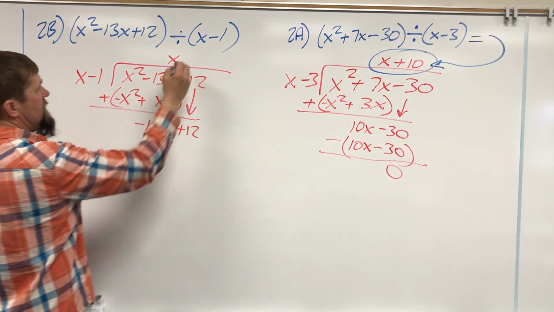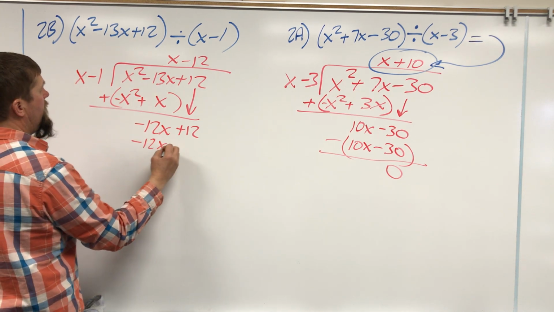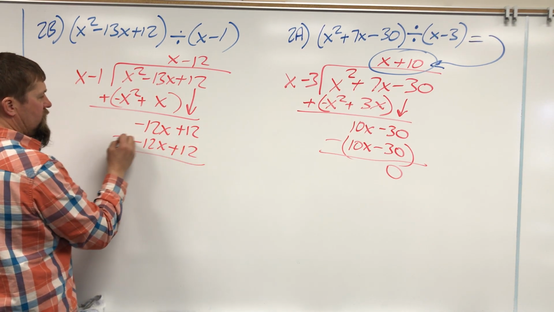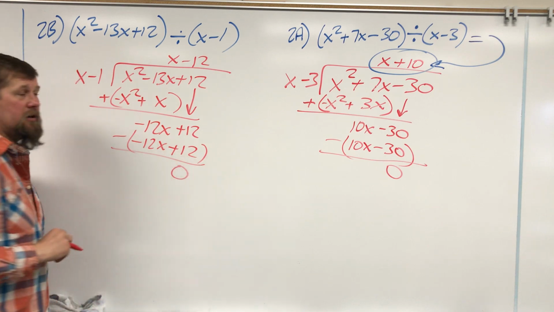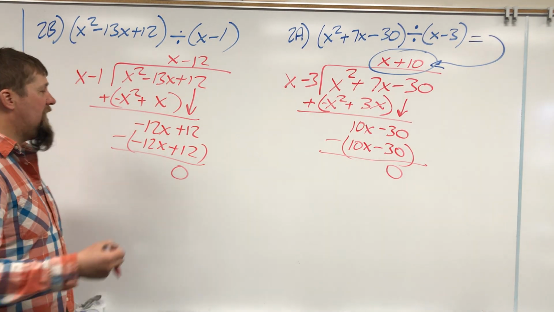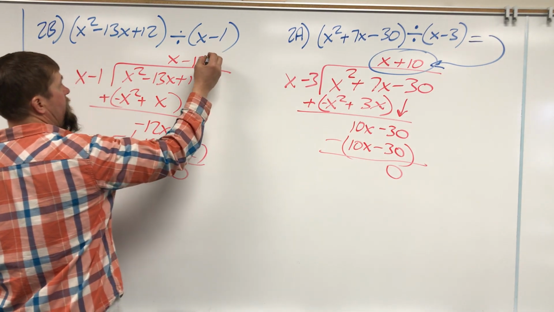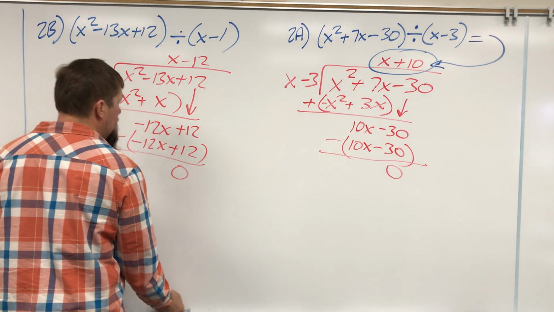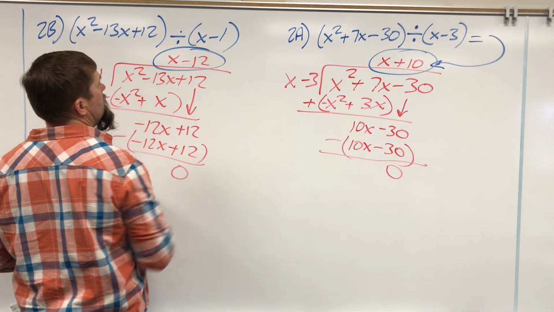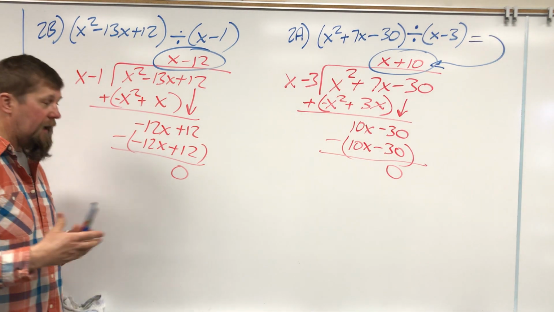Multiply x times negative 12 to get this, which actually gives me negative 12x plus 12, which when I subtract, I get 0. You're not always going to get a remainder of 0. That is not always the case, so just be careful of that. I'm going to show you. There's my quotient, my answer to the division problem. Hopefully that's what you got.